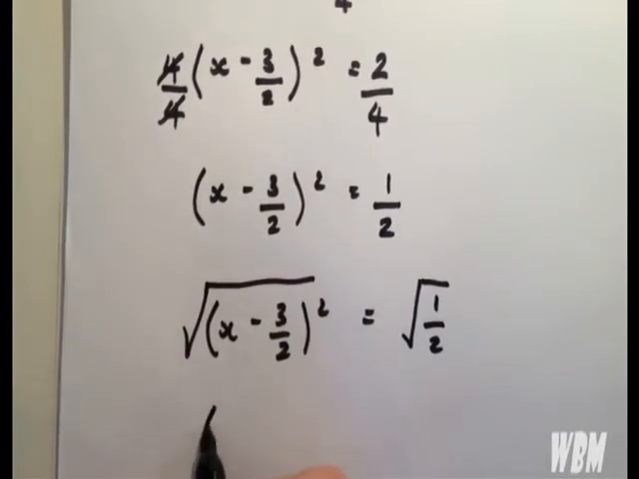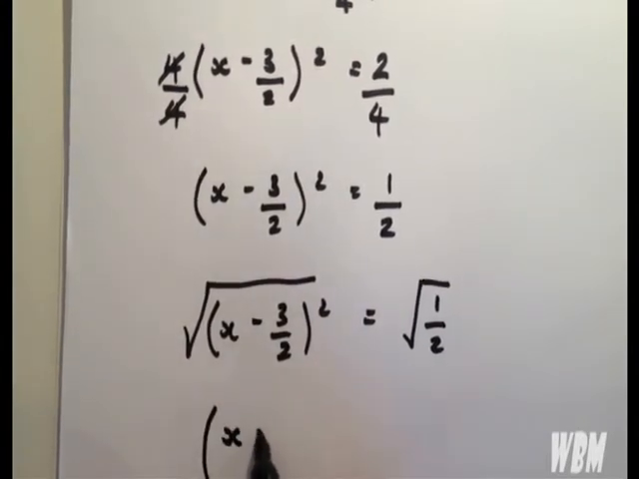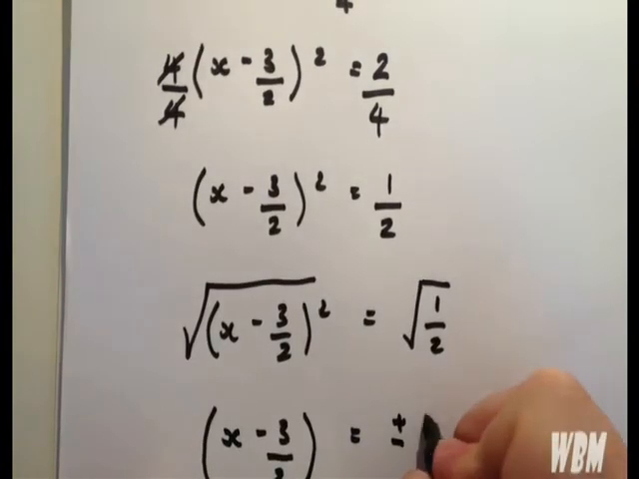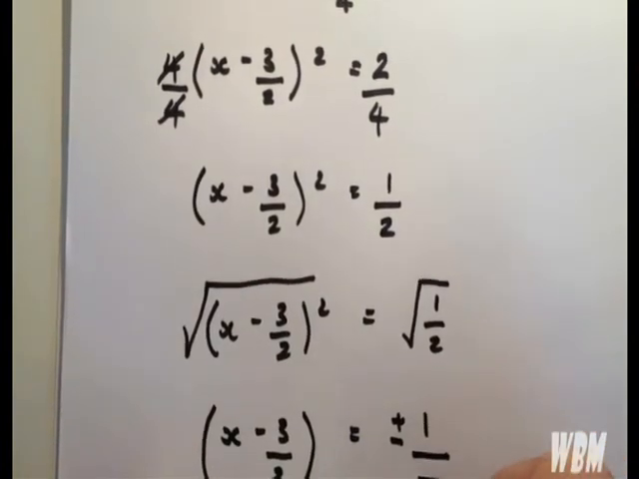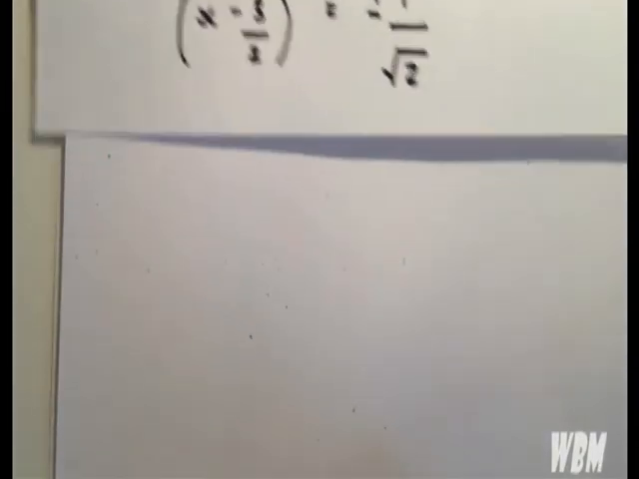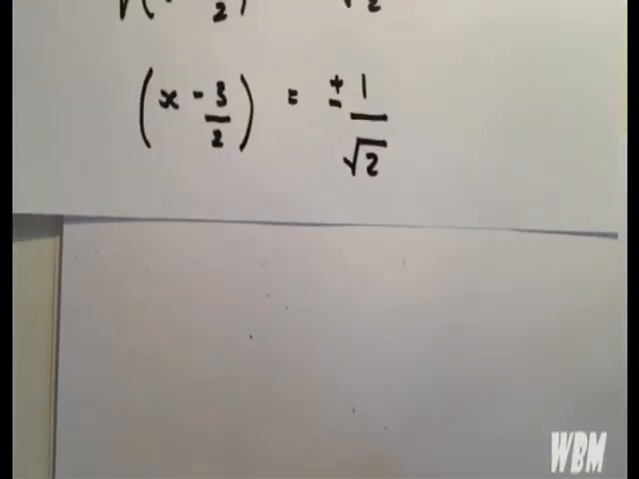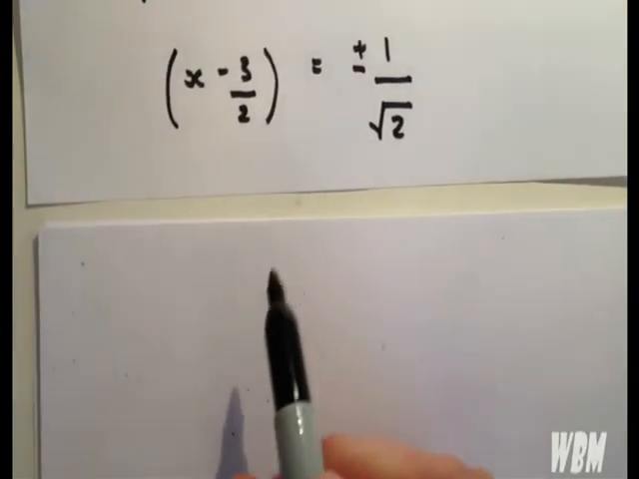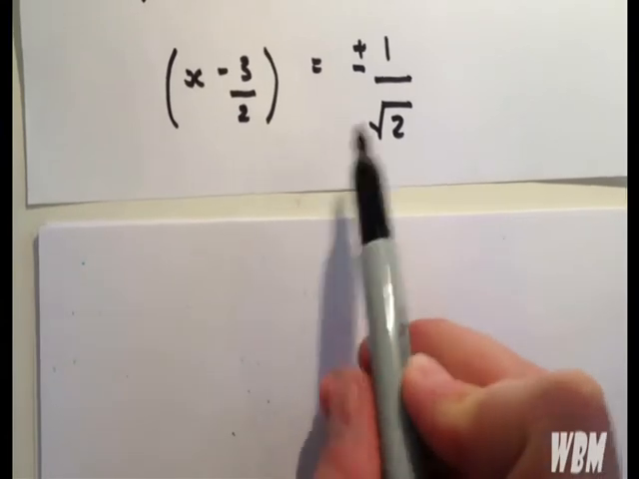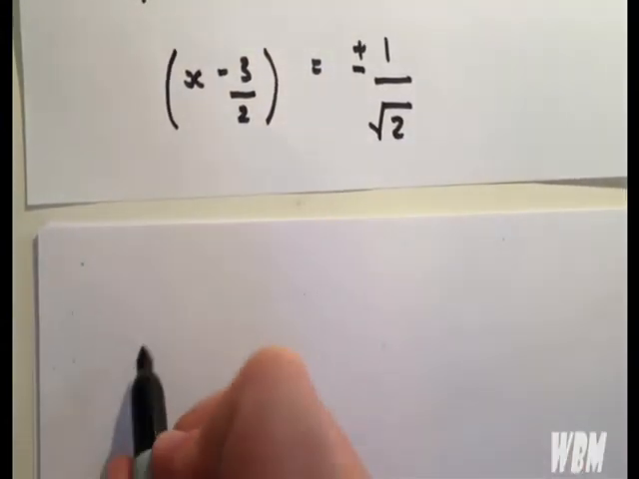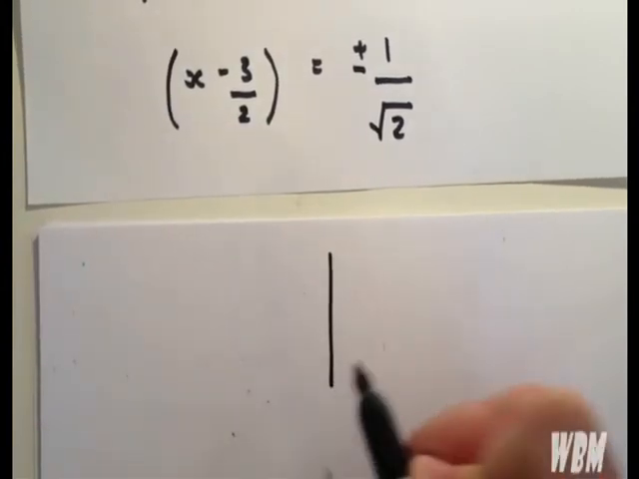And we have x minus 3 over 2 equals plus or minus 1 over root 2. Now when we solve this equation we have to take into consideration both positive 1 over root 2 and negative 1 over root 2, and it's as simple as writing as follows.